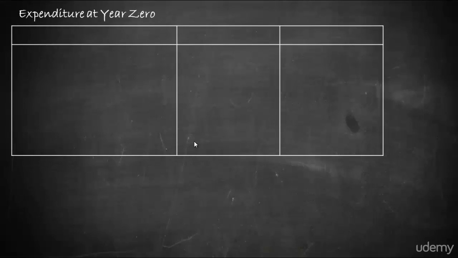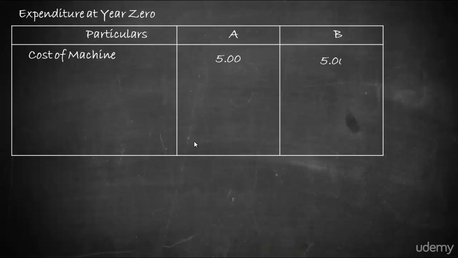Expenditure at year 0. What is the actual expenditure at year 0? We should have clarity on that, because the company has to purchase either mission A or B. So what is the cost of mission? For both A and B, the cost of mission is 5 lakhs. But for cost of utilities, there is a difference. If the company is purchasing mission A, the cost of utility is only 1 lakh because they can make use of the existing utilities as well. So cost of utilities for mission A will be 1 lakh.